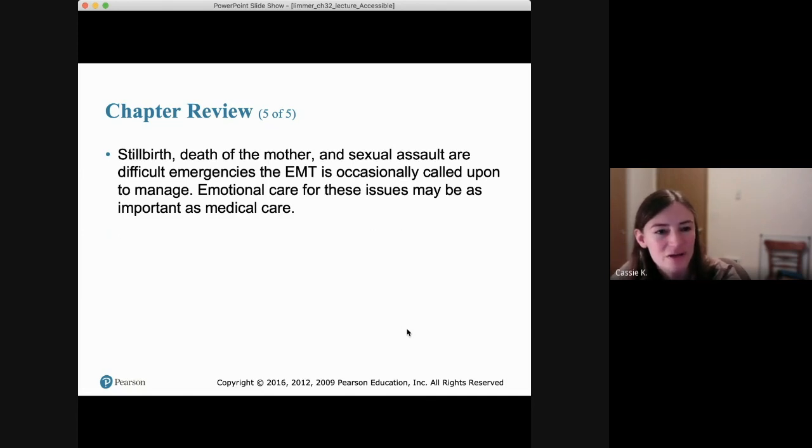Stillbirth, death of the mother, and sexual assault are going to be difficult emergencies for us that we may be called upon to manage. So providing emotional care is incredibly important to the patient, especially once we've taken care of any life threats. Our emotional care might be more important than any additional medical care. And then we need to make sure we also provide emotional care for ourselves, because these can be pretty tough calls to deal with.